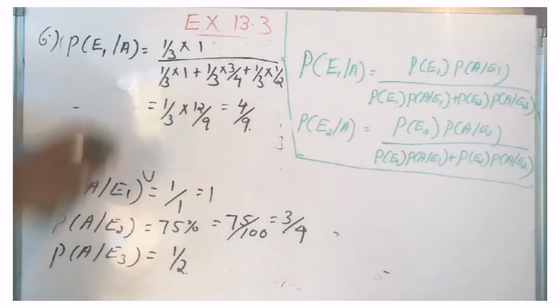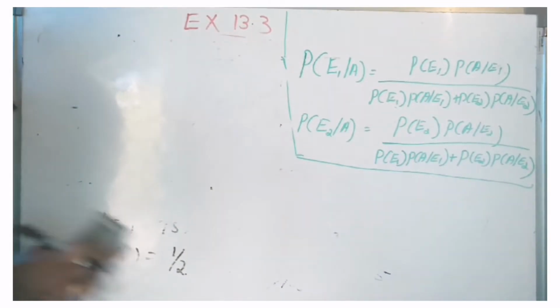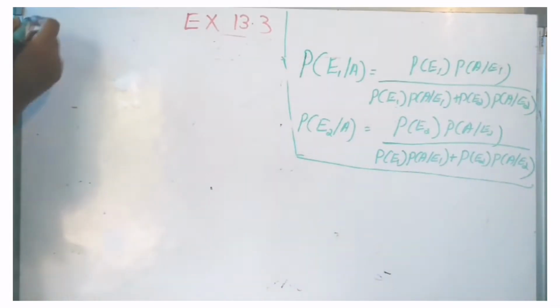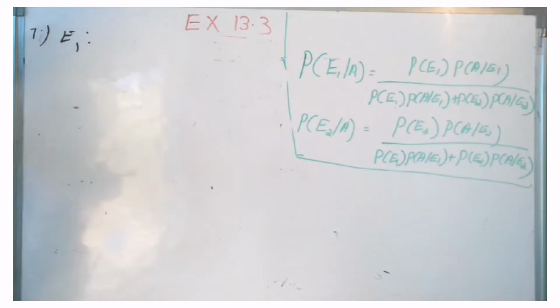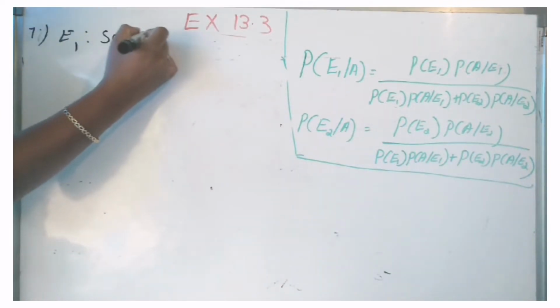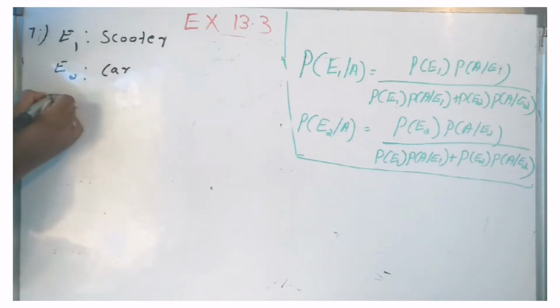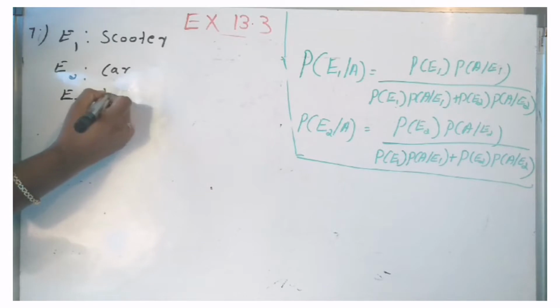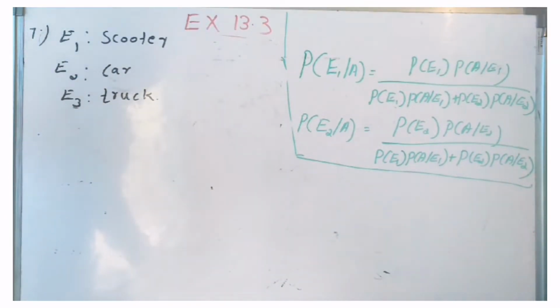In this case also we have 3 events: scooter, car and truck. Okay. So 7th question, E1 be the event that company insured a scooter driver. E2 car driver. E3 truck driver. And we need to find the probability that he is a scooter driver, given an accident.